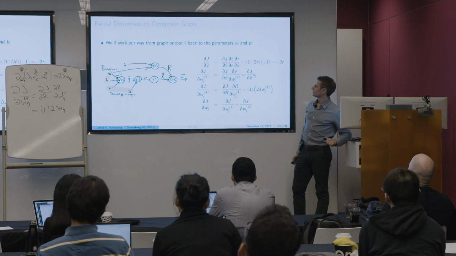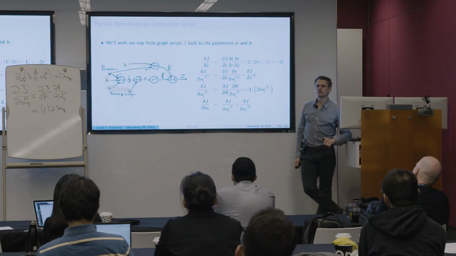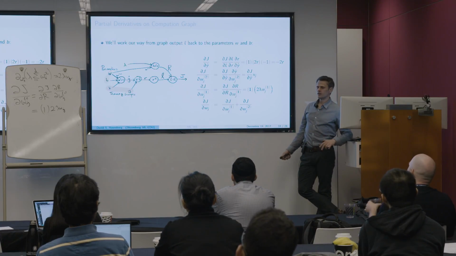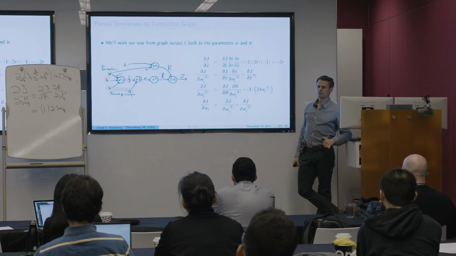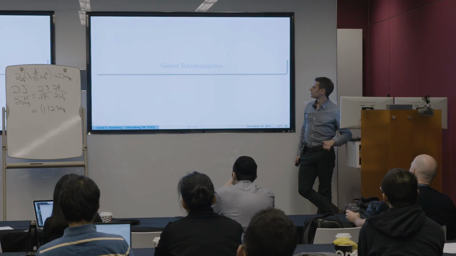All right. So that's it for a specific example, and then I was going to try to give a slide or two on how to think about backprop as an algorithm on the whole. So, general backprop.